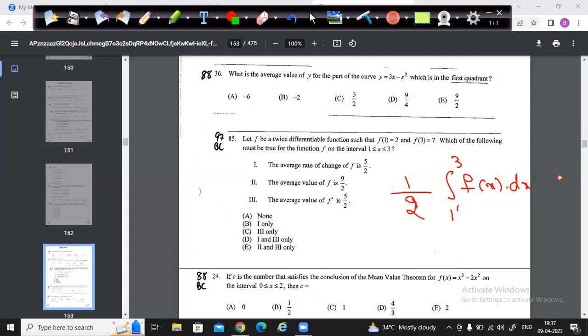They'll do that and say that we got an answer. How do you know it is a linear function? It is a twice differentiable function. It can be any function like this, like this. It can be anything. So statement 2 is not a possible answer. Average value of f is not a possible answer.